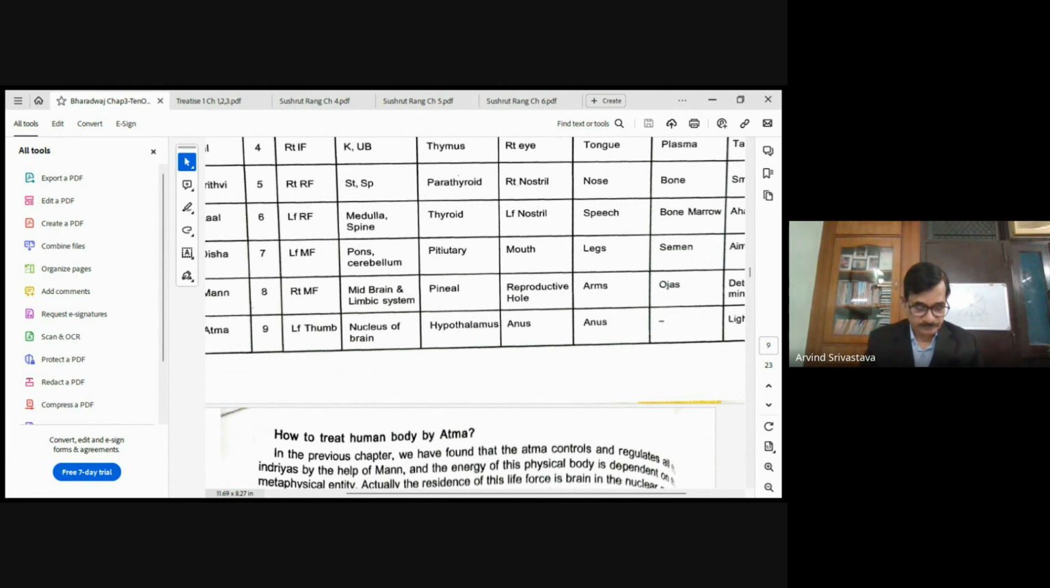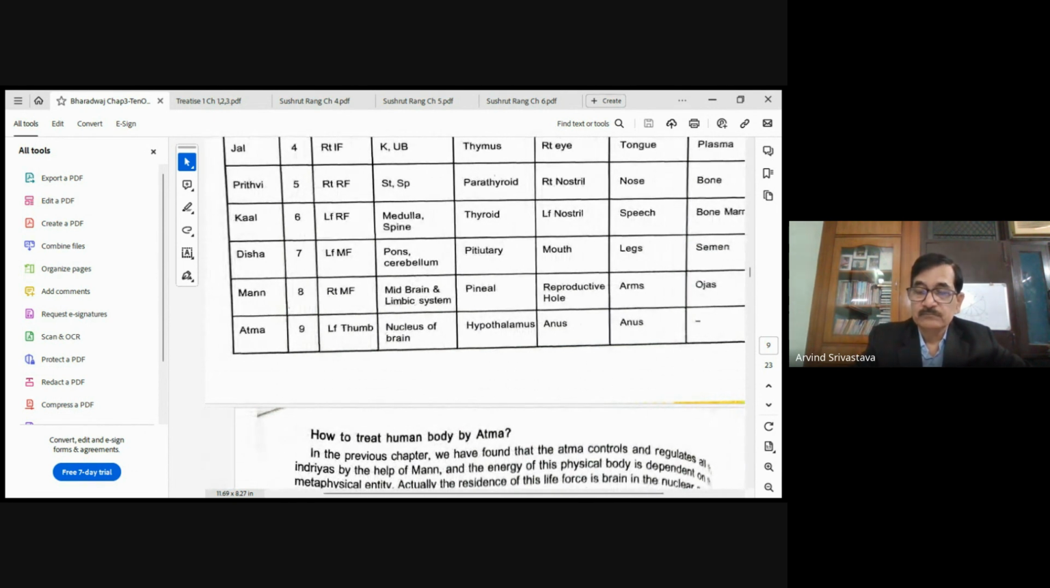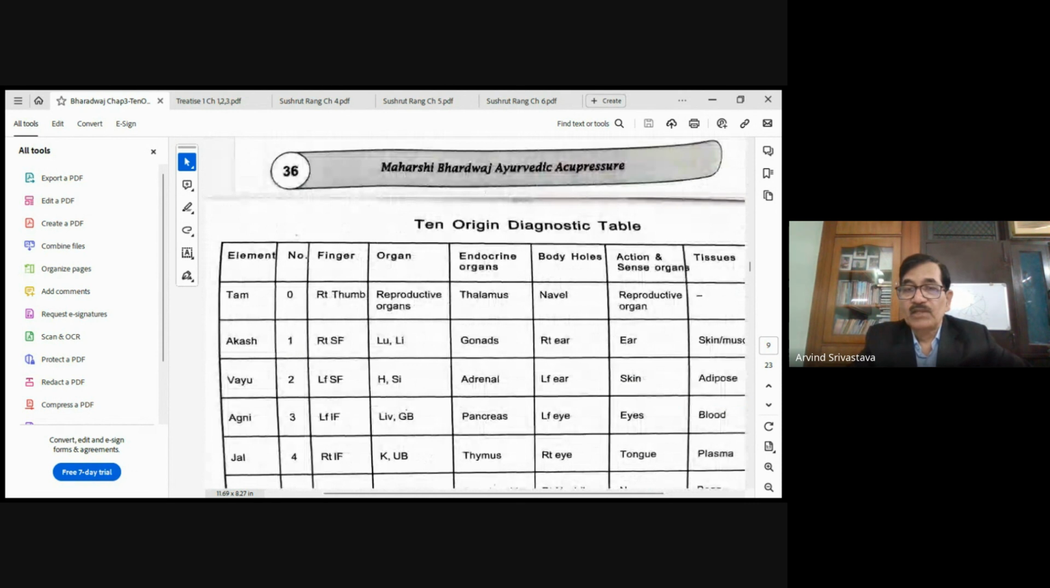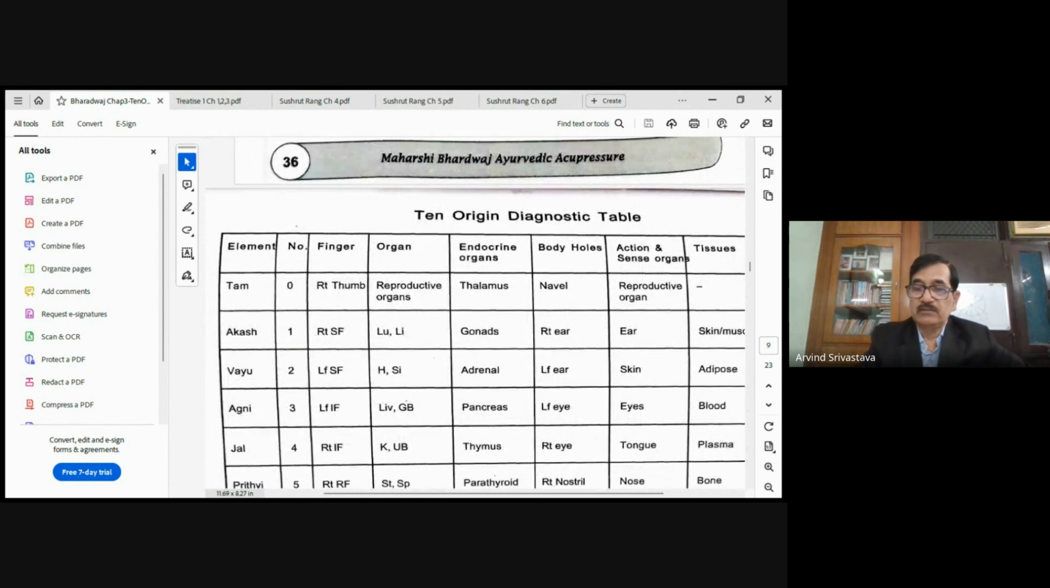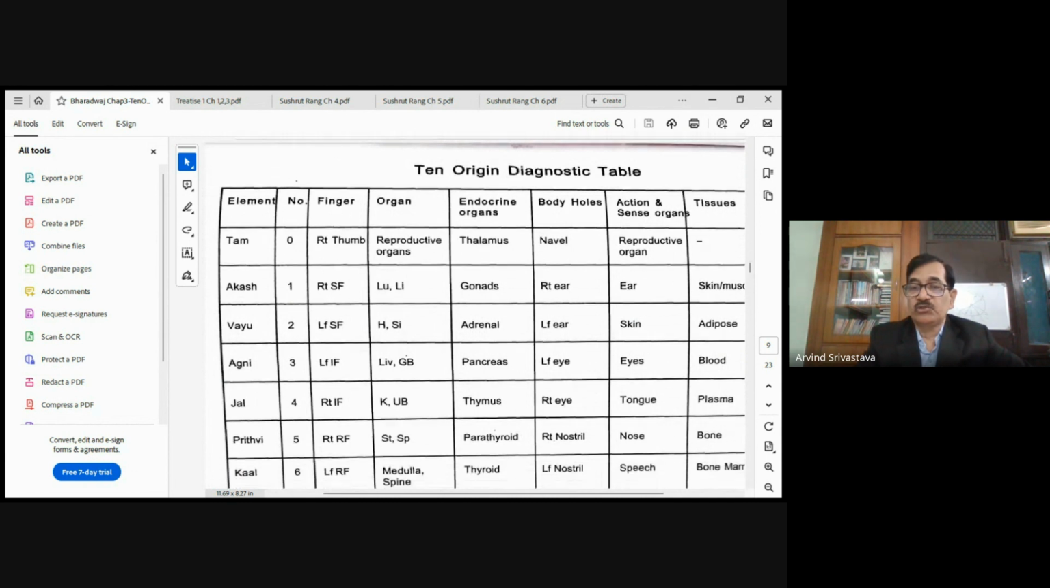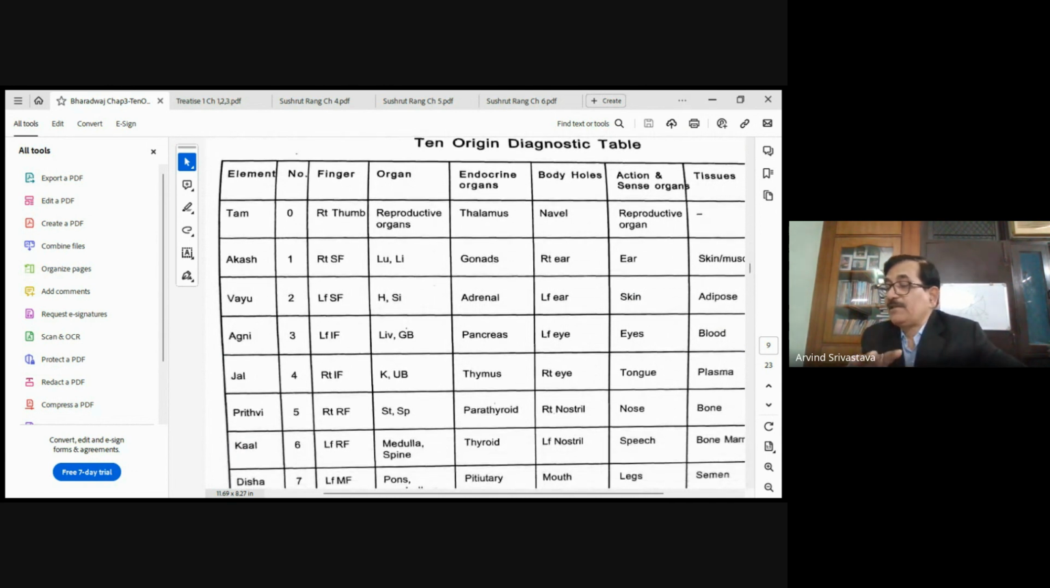Now come to body holes. I'll finish this one today. Body holes. Now there are 9 body holes which have been described in Charak Samhita. Though they talk about the navel, the navel has not been kept as a body hole in Charak Samhita. But for Ayurvedic acupressure, the navel has been taken because it is the creation.